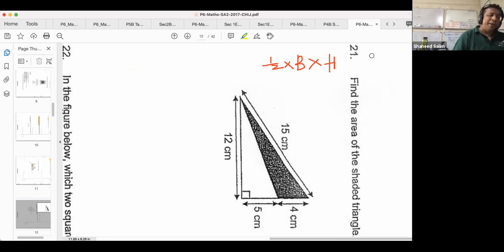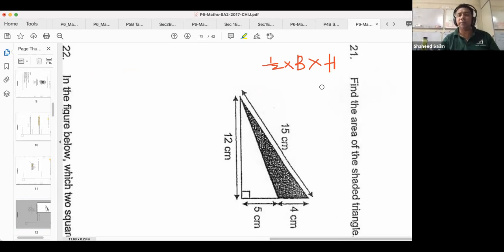You have to identify the base. You have to identify the height. If you don't identify them, you cannot do. Base and height. Come on. Base and height. Okay. No more answers coming in.